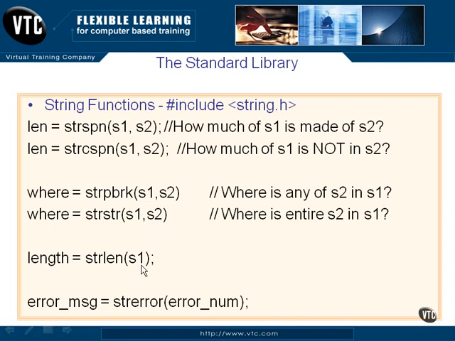String length of S1, simply that: how long is S1. Error message. If we pass string error an error number, say from a file function that we did earlier, string error will give us back, in a string buffer, the error message that it would print out. And we already saw how to use p-error to print an error. Well, p-error is calling string error to get the error out of the operating system and put it into an error message, and then we can do something with it.